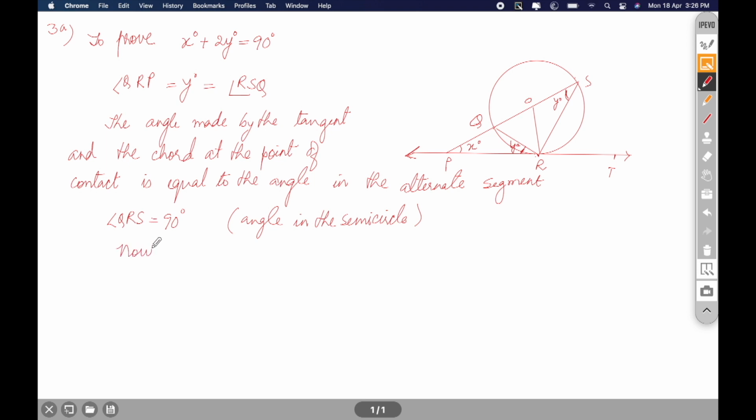Now let us refer to triangle PRS. We can see angle P is x degrees, angle PRS is y plus 90 degrees, and angle S equals y degrees. Sum of all the three angles equals 180 degrees. So here we have x degrees, here we have y plus 90 degrees, and here it is y degrees. So simplification gives x degrees plus twice of y degrees equals 90 degrees. Hence proved.